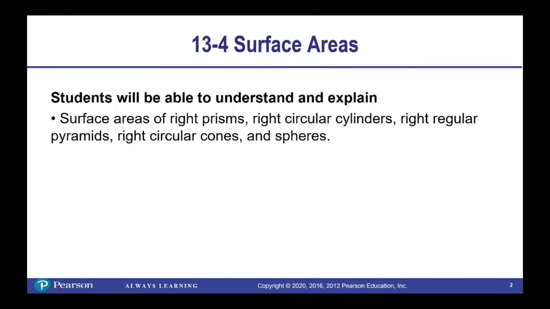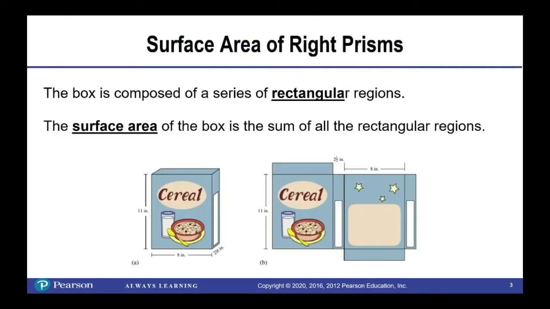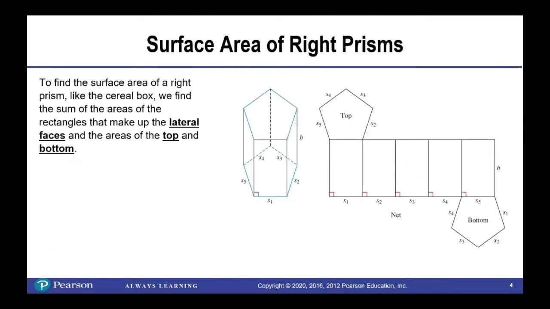So let's get started. Let's start by thinking about a cereal box. A cereal box is composed of a series of rectangular regions. And the surface area of the box is the sum of the areas of all of these regions. To find the surface area of a right prism, like a cereal box, we find the sum of the areas of the rectangles that make up the lateral faces, those are the faces around the sides, and then the areas of the top and the bottom, that would be the areas of our bases.